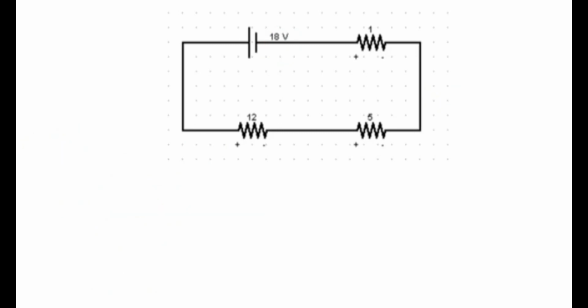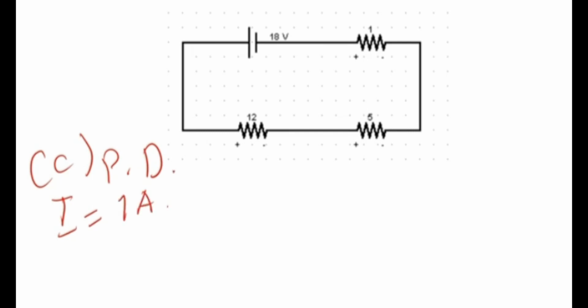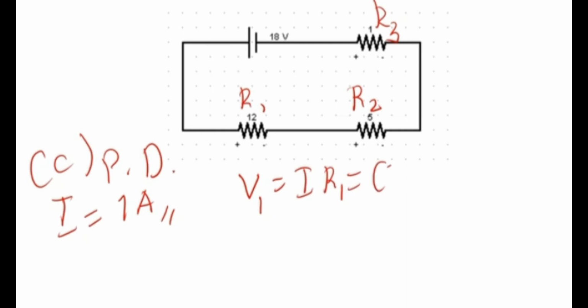The last thing that we want to identify for this example is the potential drop across each resistor. We know the value of the current that will pass through this series circuit, which is just 1 ampere. We can use this value to calculate the potential drop across each resistor. For the first resistor R1, the potential drop V1 is equal to I times R1. I is 1 ampere and R1 is 12 ohms. Therefore, V1, the potential drop across R1, is equal to 12 volts.